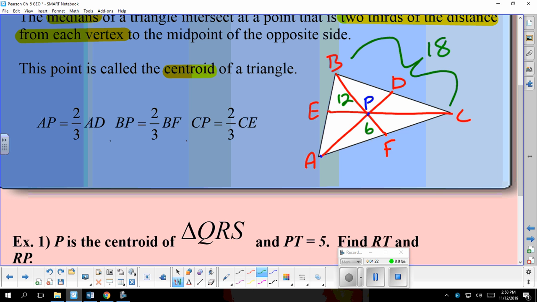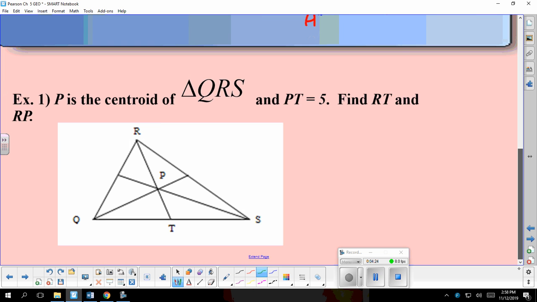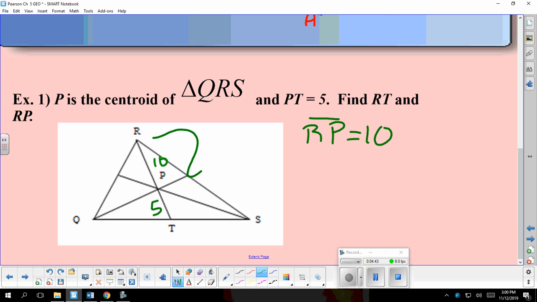Try to do example 1 on your own. All right, so we're given in this one that PT is 5. So this section right here, PT is 5. So I can find the length of the larger section by doubling that. So RP is going to be 10. And then the length of the whole section, we're going to add those together. So RT is going to be 15. Those types of problems are fairly easy.